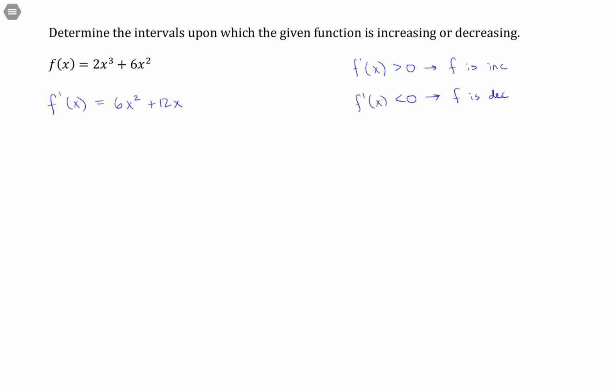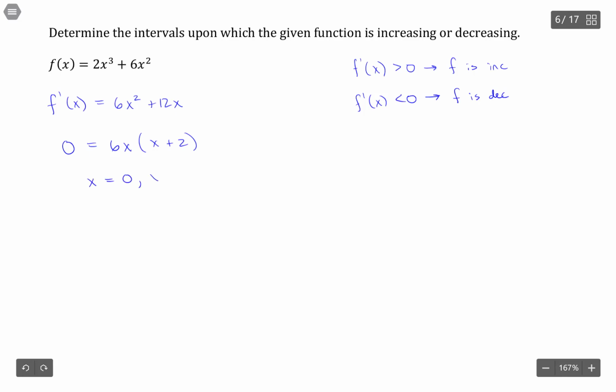And in order to analyze this, to determine where it's less than 0 or bigger than 0, let's first figure out where it is 0. So we'll set the function equal to 0 and solve. This is a quadratic that I can pull a common factor of 6x from and leave me x plus 2. So that means I have the critical values of x equals 0 and x equals negative 2.